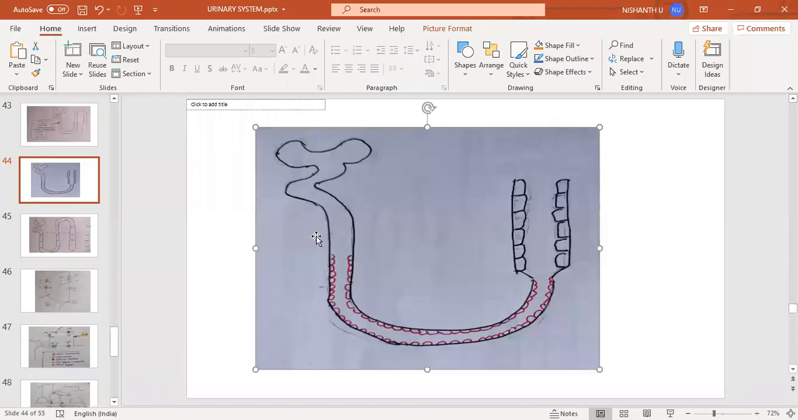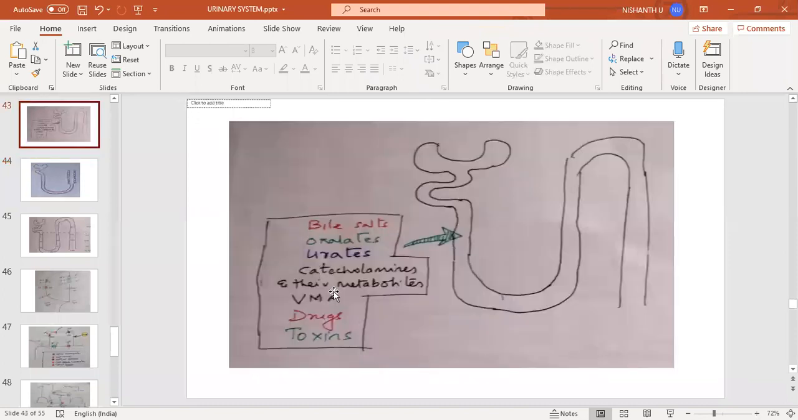So last class we discussed the reabsorption in the proximal convoluted tubule, and we also discussed secretion. These are the molecules which will get secreted into the proximal convoluted tubule. I also discussed the different metabolites which will get secreted, including the drugs and toxins.